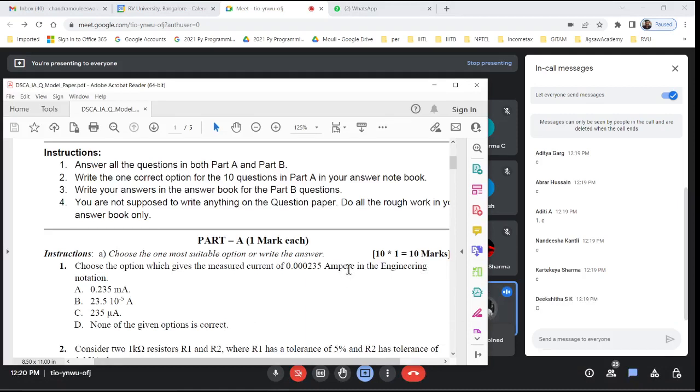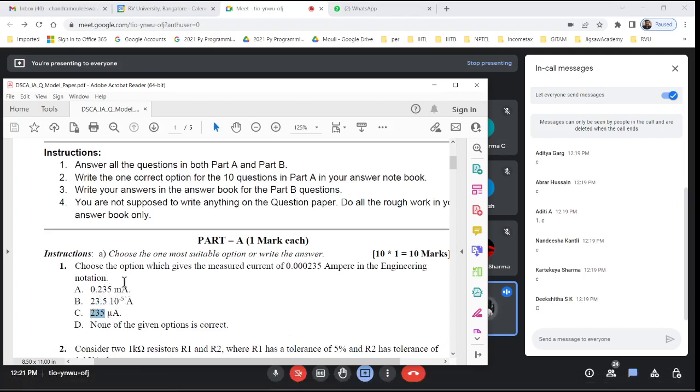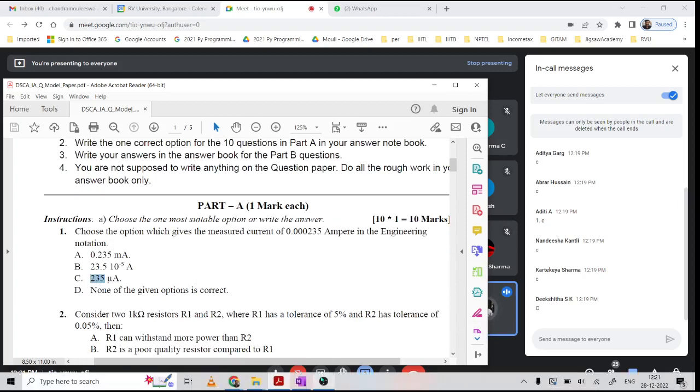So you need to convert it into the engineering units, where the number will be between 1 to 999, or 0 to 999. The number should be like that. None of the other options are giving you the range of value allowed in the engineering unit. So 235 microampere is the right answer. C is the right answer. I hope this short explanation is enough for you.